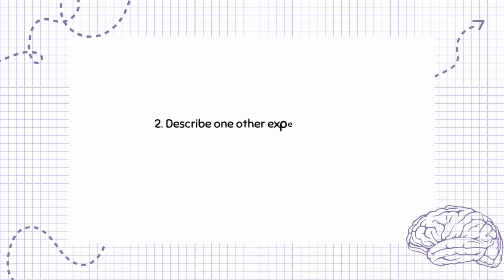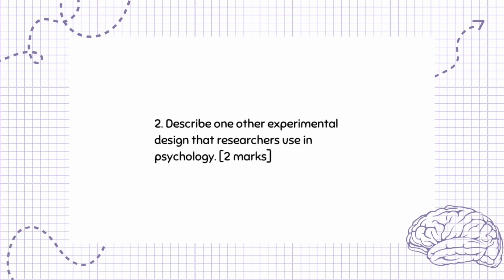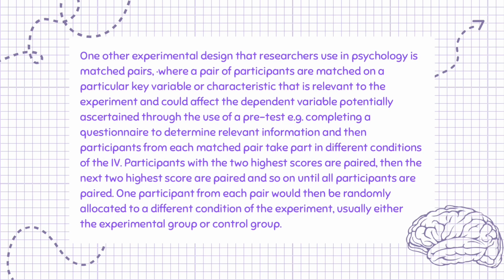Question 2. Describe one other experimental design that researchers use in psychology. 2 marks. One other experimental design that researchers use in psychology is matched pairs, where a pair of participants are matched on a particular key variable or characteristic that is relevant to the experiment and could affect the dependent variable, potentially ascertained through the use of a pretest, e.g., completing a questionnaire to determine relevant information, and then participants from each matched pair take part in different conditions of the experiment.